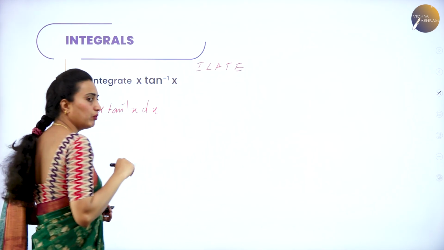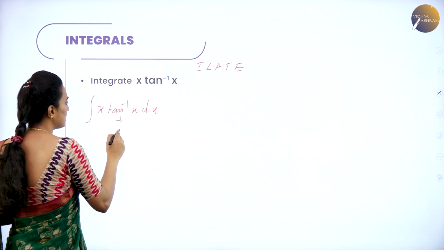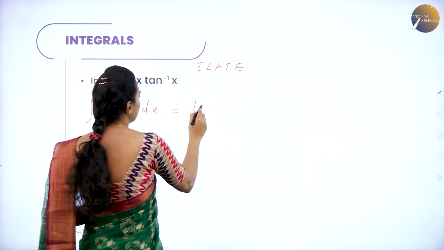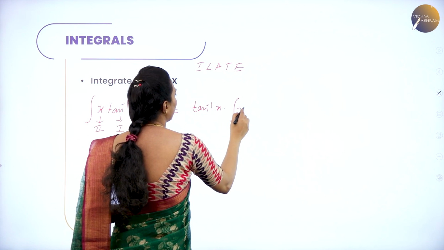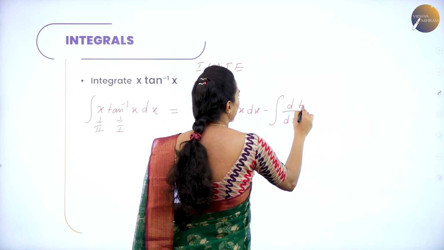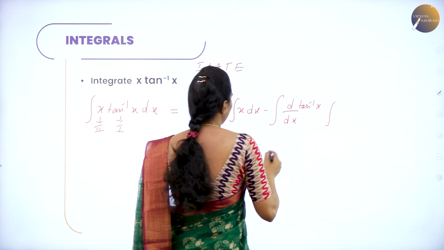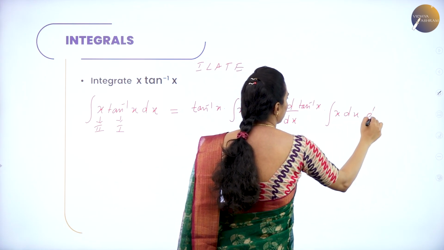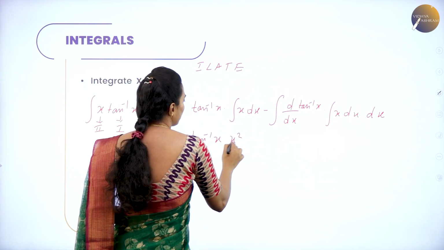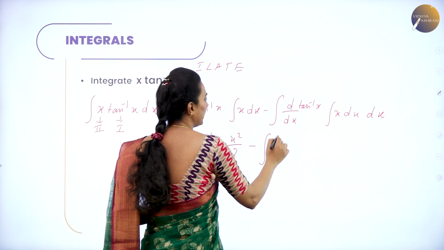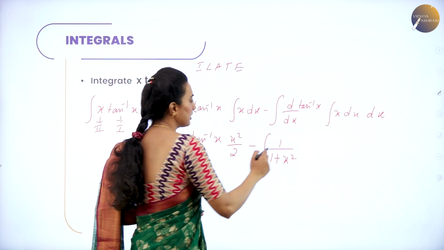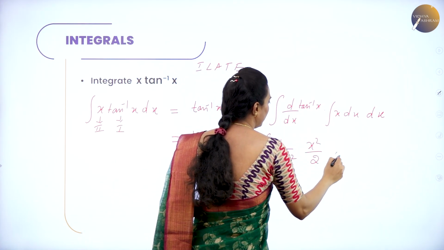first you need to select the inverse trigonometric, which is nothing but first function as tan inverse x and second function as x. So accordingly, we write first function, that is tan inverse of x, into integral of second function, minus integral of d by dx of first function, which is tan inverse of x, into integral of second function into dx. Now therefore, tan inverse of x, now integral of x is nothing but x squared divided by 2, minus integral of d by dx of tan inverse of x is 1 by 1 plus x squared, isn't it? Into integral of x is nothing but x squared divided by 2 into dx.